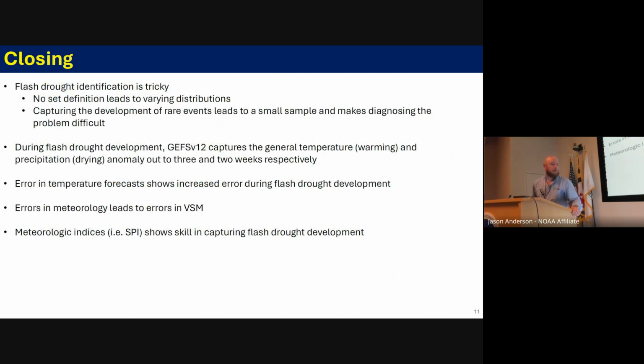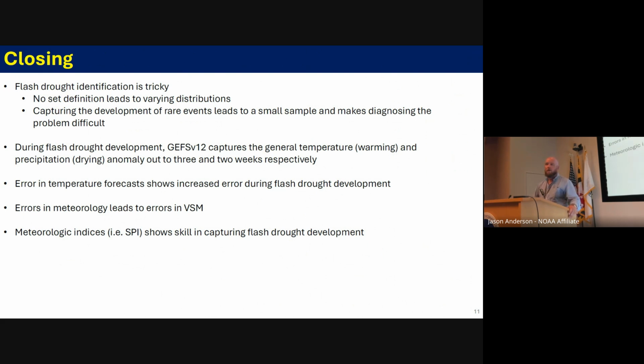So in closing, I'm going to start out with flash droughts. Identification is tricky. I showed you 3 different methods. They all give you 3 different results. So that's something that probably needs to be worked on before we can really identify the drivers in flash drought development. And then capturing the development during these events is hard. They don't happen very often.